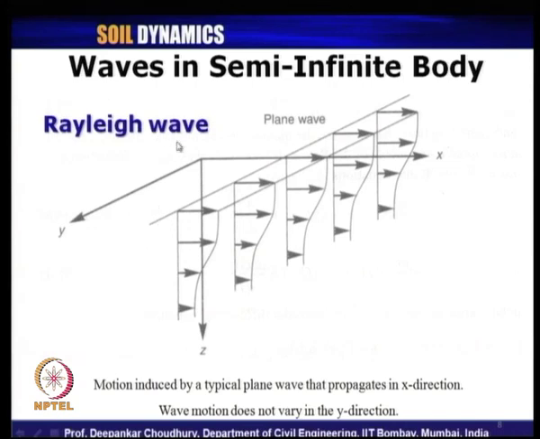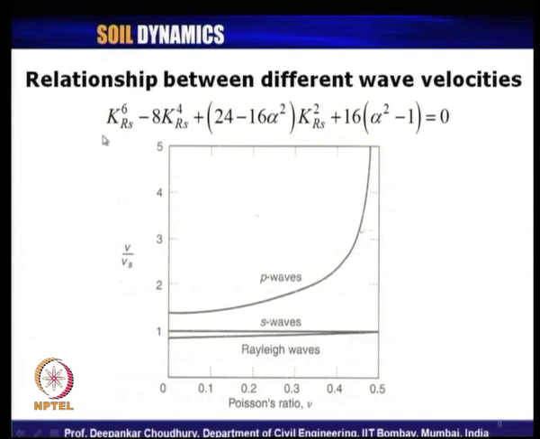Then we have seen waves in a semi-infinite body, that is very close to the ground surface, and with depth it is decreasing drastically. We call that Rayleigh wave. It moves in x direction, and with increase in depth z, it decreases drastically as I said, but there is no variation in the other direction of y. And the relationship of that Rayleigh wave, how to compute the Rayleigh wave with respect to the shear wave, we have seen this is the equation we have to solve, and the relationship between the P wave, S wave and Rayleigh wave with respect to S wave for different values of Poisson's ratio, how it varies, was shown.